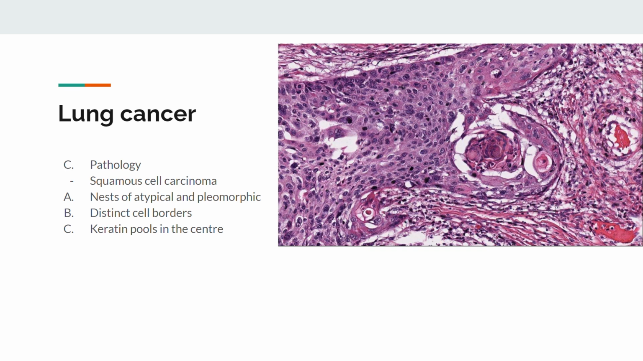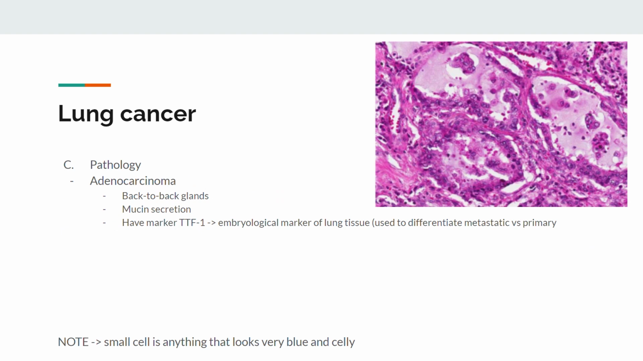So nests, that's the first thing. You have distinct cell borders, that's the second thing. And you have keratin pools, and the keratin pool is that sort of pinky bit in the center here. So those are the 3 things to know: keratin pools, nests, and distinct cell borders.